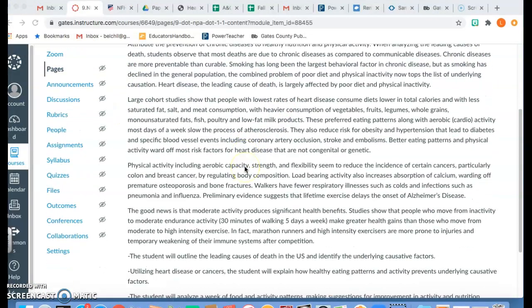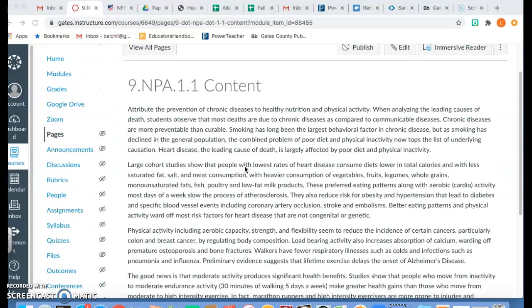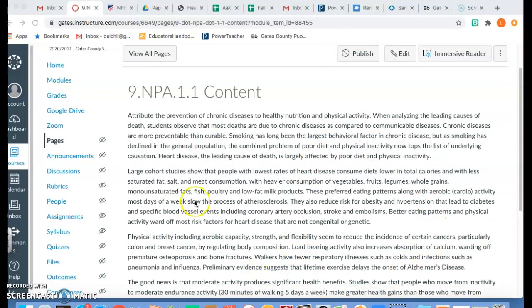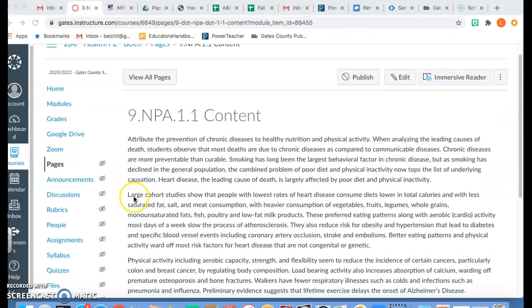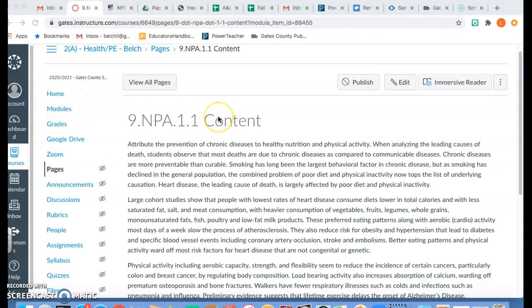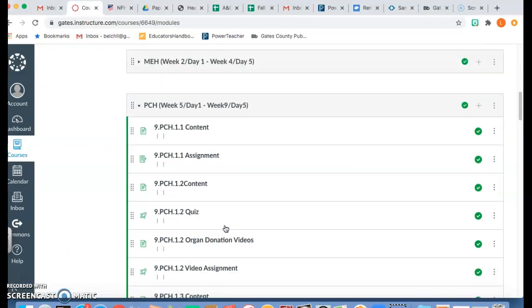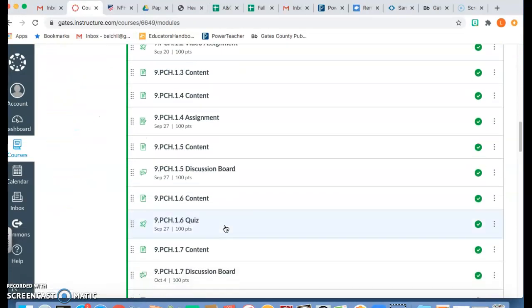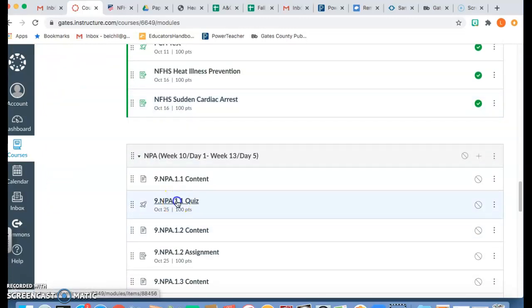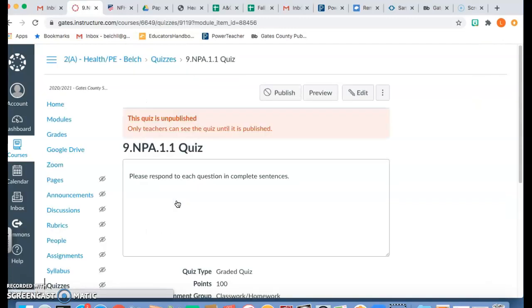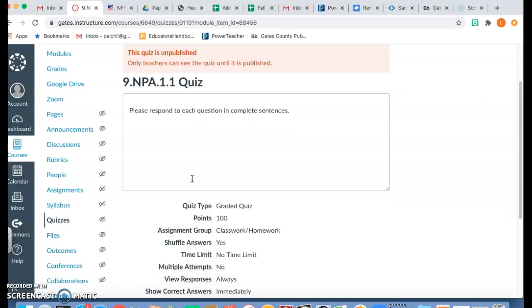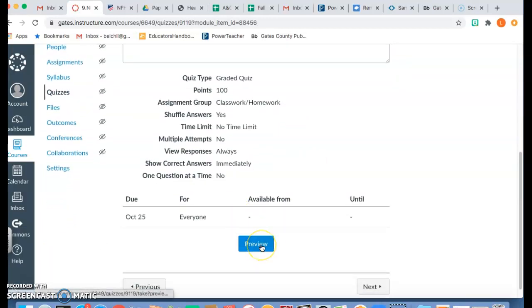You also need to read through this content page on Canvas so that you get this information as well. And then the last thing you need to do today, once you review this video and review this content, is to go to your modules and open up the NPA 1.1 quiz and take the 1.1 quiz as your assignment today. Of course, go ahead and do it today, but you do have until Sunday night at midnight to get it done. Of course, once you do that, you will be finished for the day.